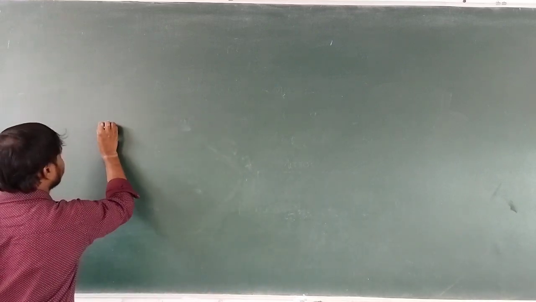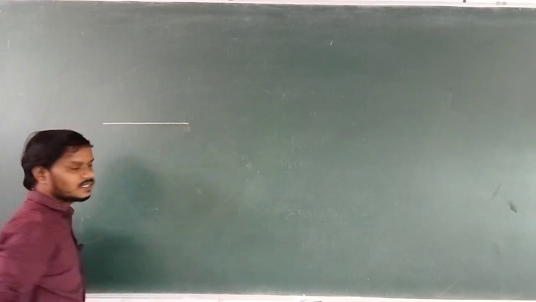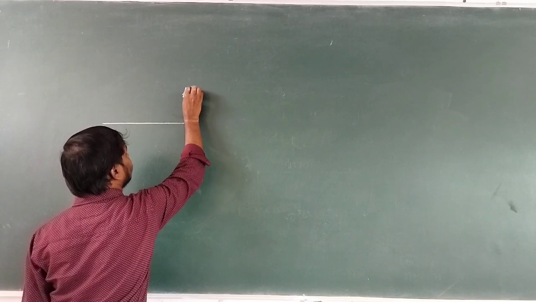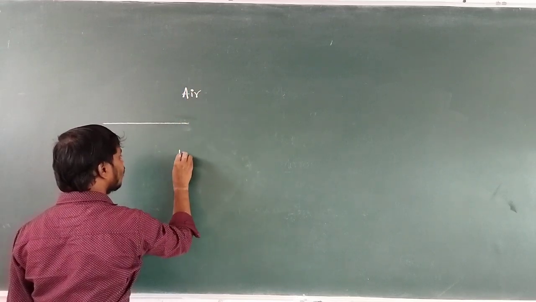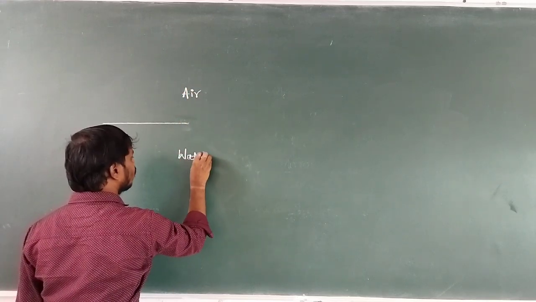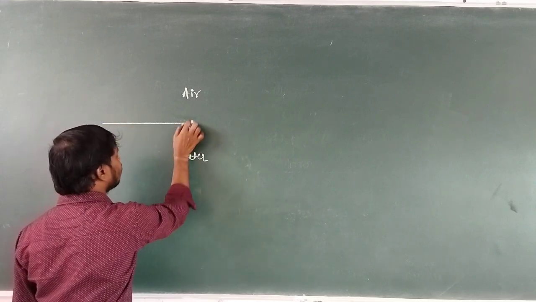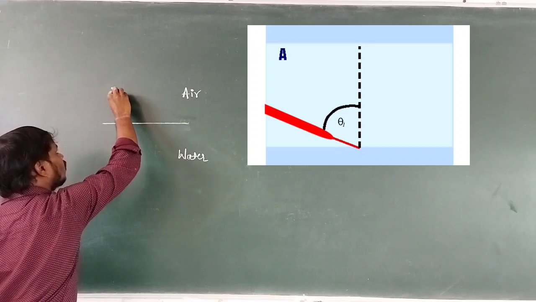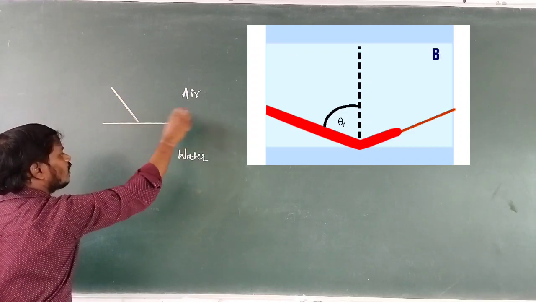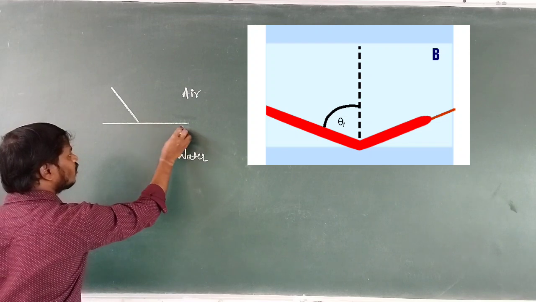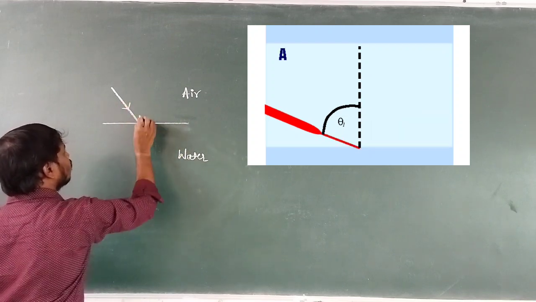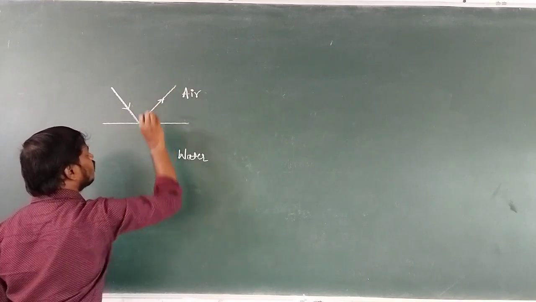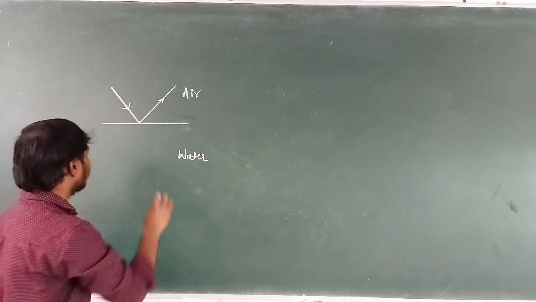See here. This is the surface which separates two media. Let us take the first medium as air and the second medium as water. This is the water surface which separates the air and water. Now, if light is incident on the air and water interface, some part of the light turns back into the air medium. This phenomenon of light is called reflection of light.